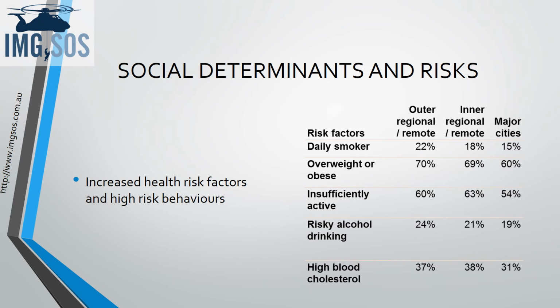Another thing that happens in rural and regional communities is health risk factors and high risk behaviours increase. If you actually look at smoking, overweight and obesity, decreased physical activity, alcohol and high blood cholesterol, all of them are higher in regional and remote communities than they are in major cities. So patients in major cities undertake less risky behaviours or less health risk behaviours, as well as having more access to healthcare, less problems with access, less distance to travel and less risky environments. So this just complicates everything.